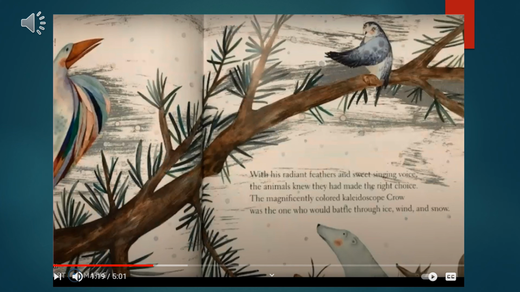So the last part of the story that we read yesterday, it revealed that it was the rainbow crow who was going to go on the dangerous journey to go and find the heat for all of the animals. With his radiant feathers and sweet singing voice, the animals knew they had made the right choice. The magnificently coloured kaleidoscope crow was the one who would battle through ice, wind and snow.